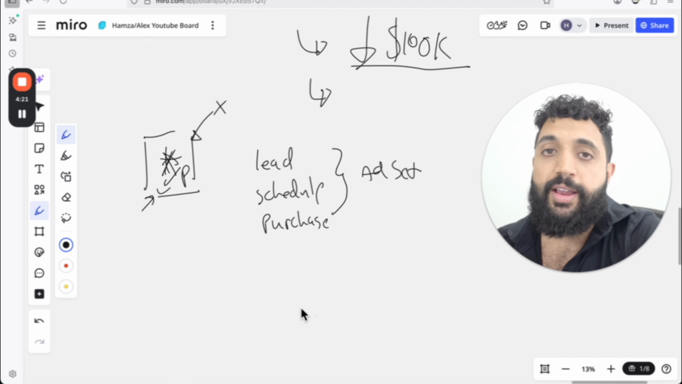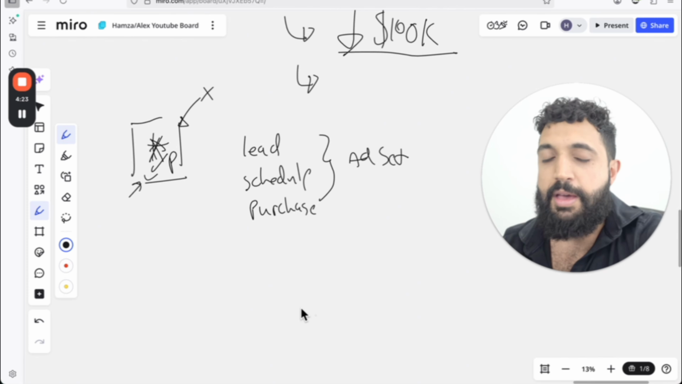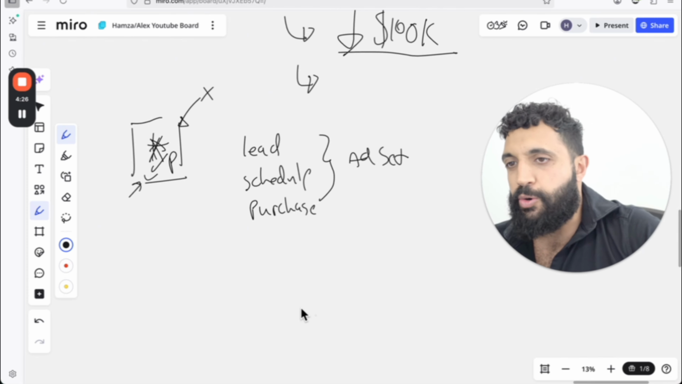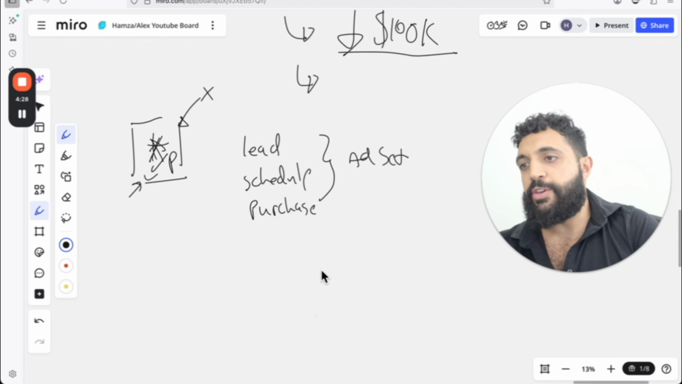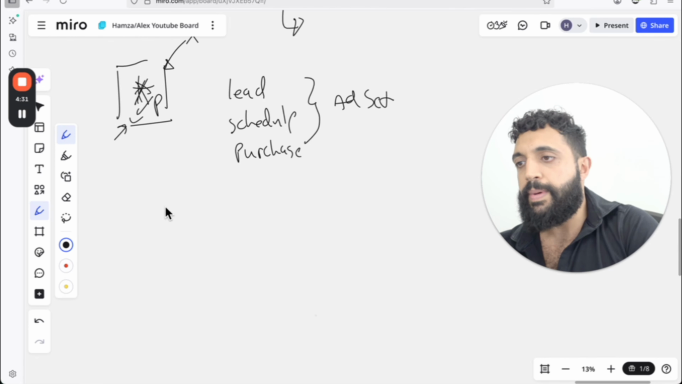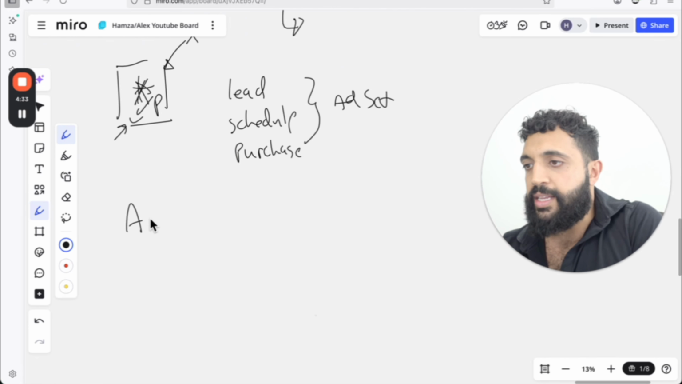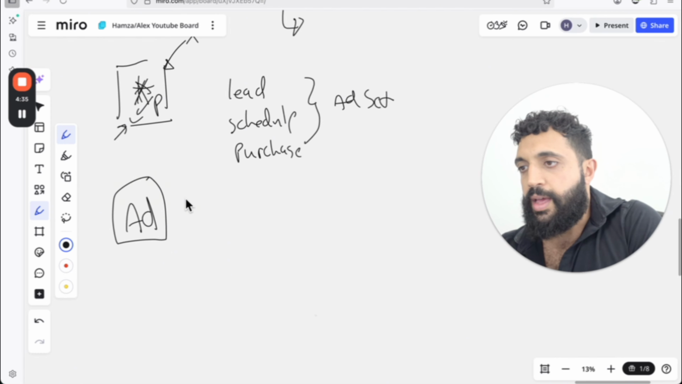Facebook keeps finding more of those people, brokies, people that don't even need your service or can't afford your service or whatever you have. So here's the easiest way to make sure that your pixel gets the right people. So you have an ad, right? And naturally, it's going to go to your landing page.